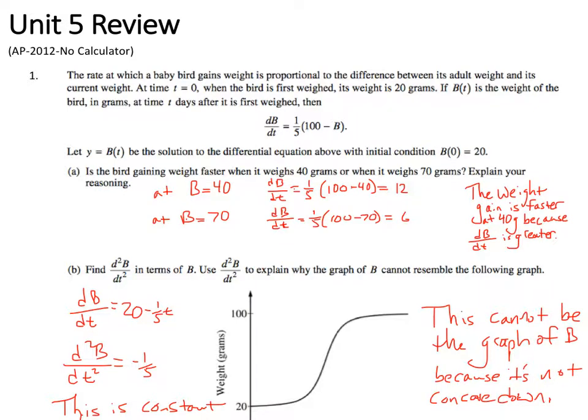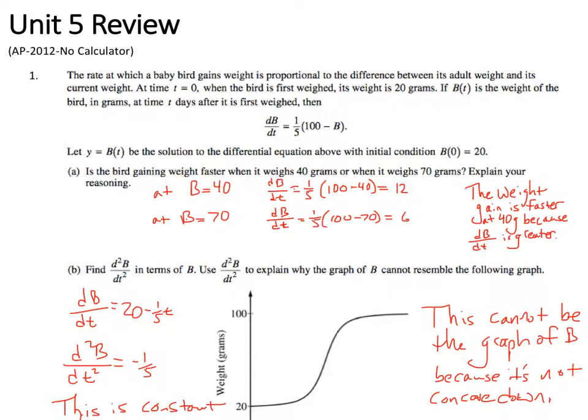First problem here, we have a differential equation that represents the weight of a bird, and B is the current weight, and dB/dt is the change of the weight with respect to time. The first question is asking how fast it's gaining weight at different weights. All right, so when it's 40 grams, how is it changing weight?